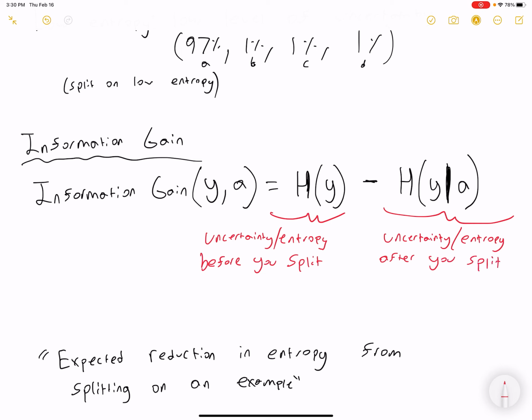And so if there's a lot of uncertainty after you split, your information gain is going to be zero or low because you didn't learn anything. You're just as uncertain afterwards as beforehand. Whereas if you do split and now you have a low level of uncertainty, your information gain is going to be high because the difference between how much uncertainty you had when you started and where you ended up is large.